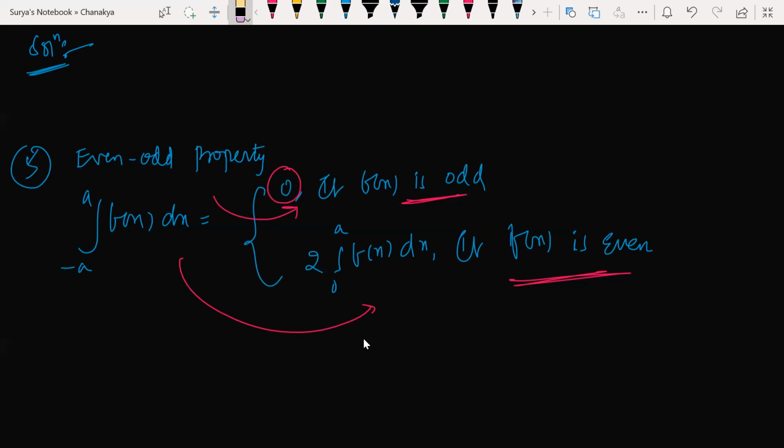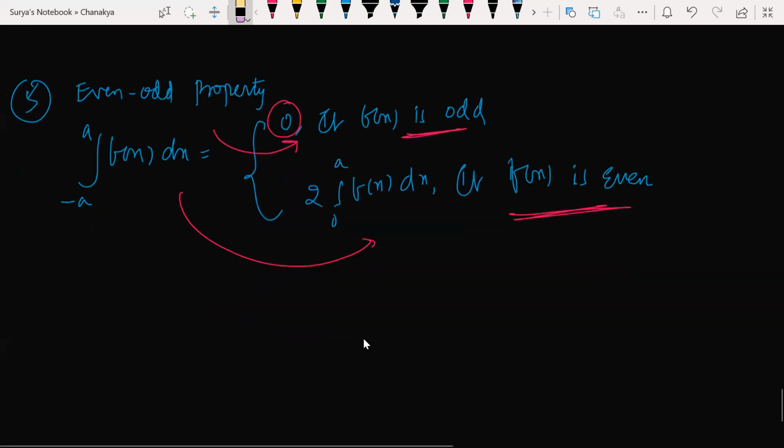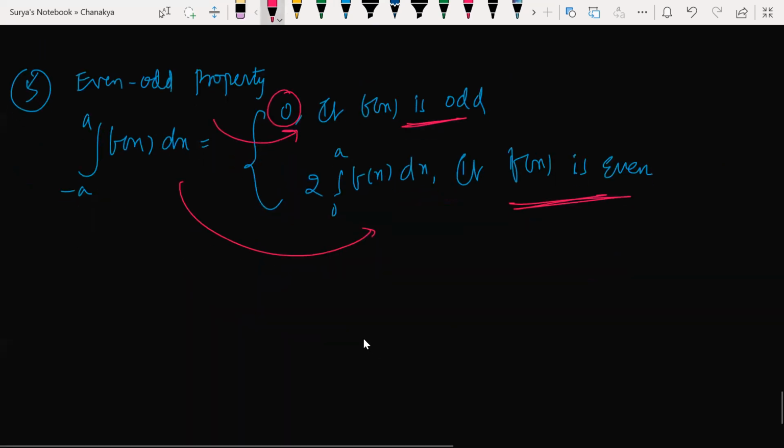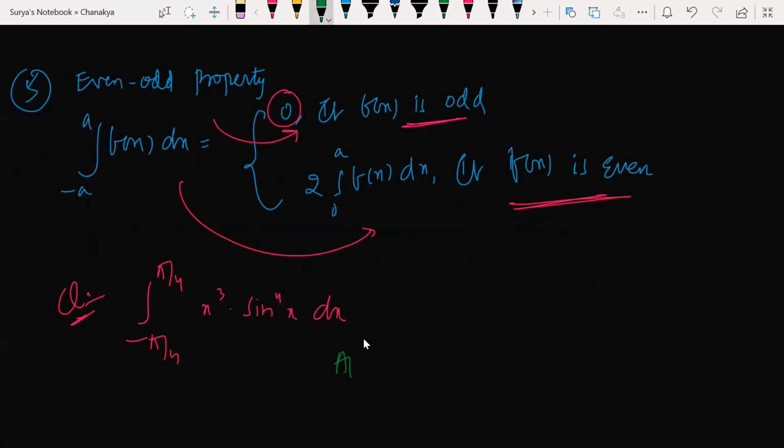One simple question, guys. Minus a to a, right? The question I'll give you here is the integral from minus 5 by 4 to 5 by 4 of x cube sine to the power of 4x into dx. Apply the fifth property, you will get the answer. If you don't get it, we'll discuss in the next class.